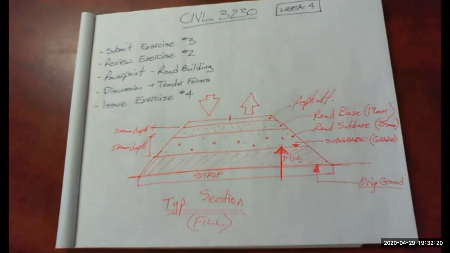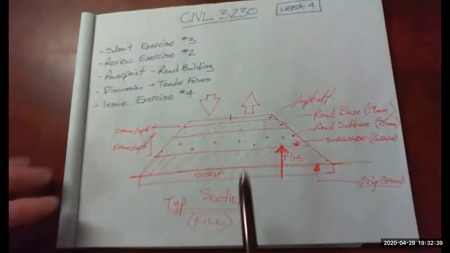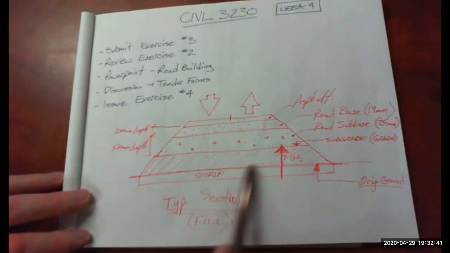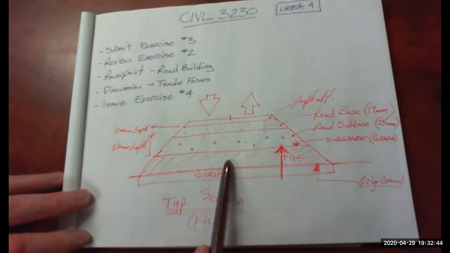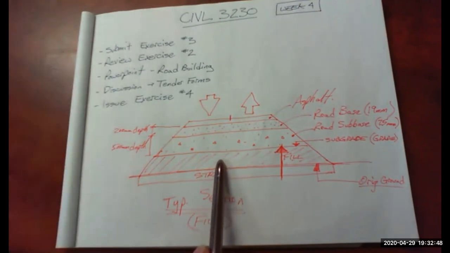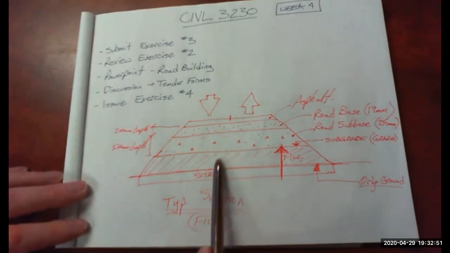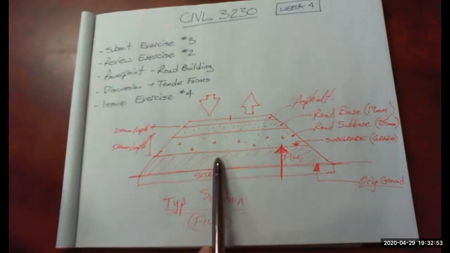Okay, let me go back to the PowerPoint. What materials are used for subgrade? This is where, when I mentioned that the Ministry of Transportation sometimes allows cut material to be placed into a fill, the subgrade is built with fills. So it could be excavated material from elsewhere on the job site. So that's what you're building the subgrade out of.